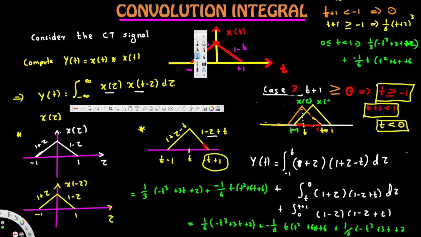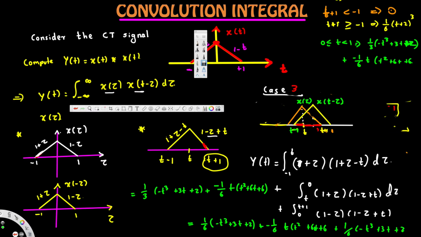X of t minus tau. If we switch that like that, the region is going to be what? We are going to have different regions. Let's get rid of this previous one. So this is going to be case 4.